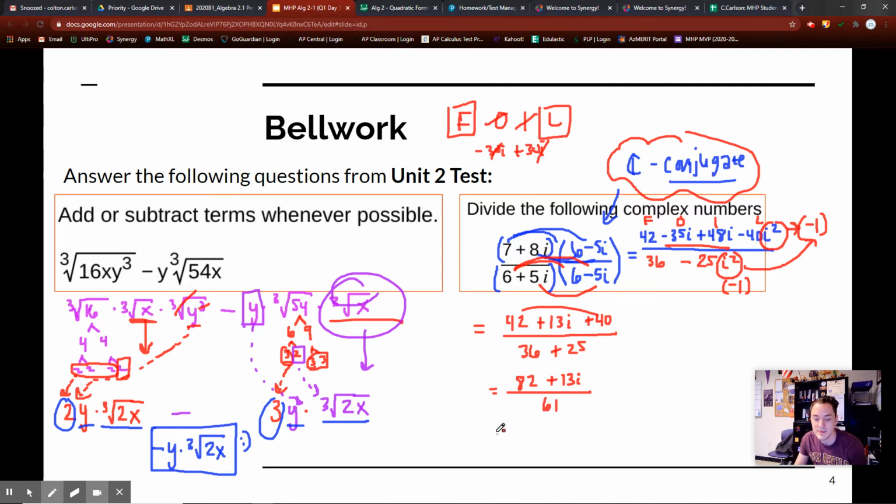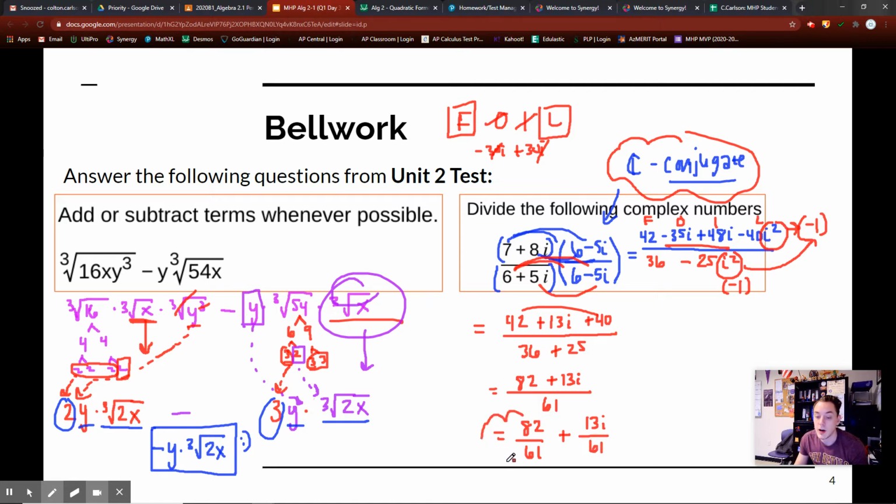I guess I'm not feeling it today. So 61. And then I can actually break this apart. This one's kind of really nasty, but I can break this apart to be as follows. So 82 all over 61, and then plus 13i all over 61.